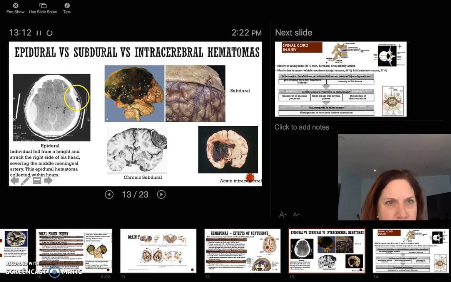This is an epidural hematoma. Okay, so this person fell and hit their head. This is a subdural hematoma here, and this is an acute intracerebral bleed. So this also could be called a hemorrhagic stroke. We have a bleed in the brain tissue itself. It may have been from a clot and ischemia, or this may have happened as a result of a head trauma.